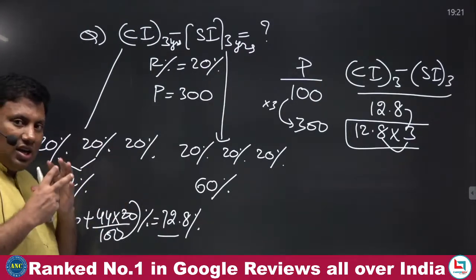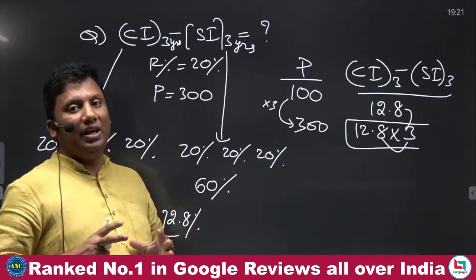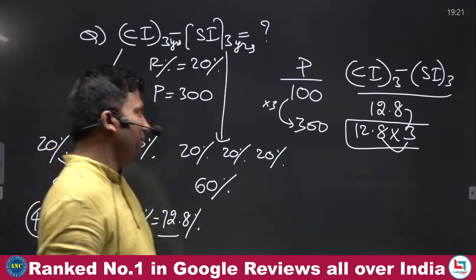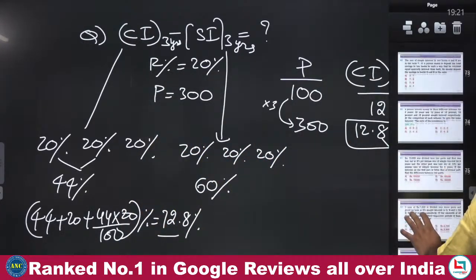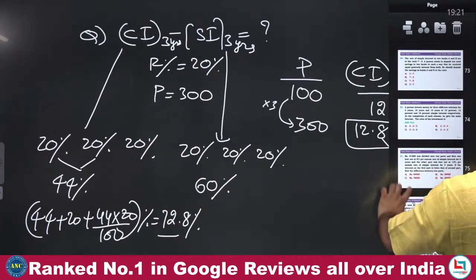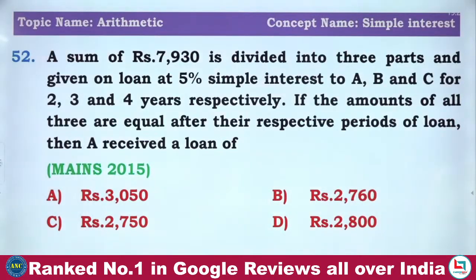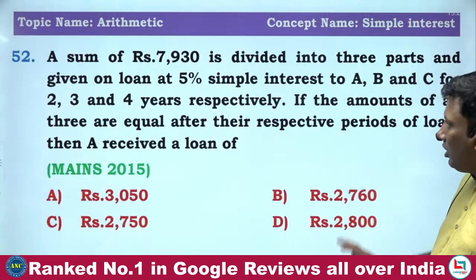Idea is clear. In case of SI, the rate of interest is the same every year. In case of CI, the rate of interest is successive. Now, let us do some questions based upon this concept. See here, sir. Listen carefully. Read this question.